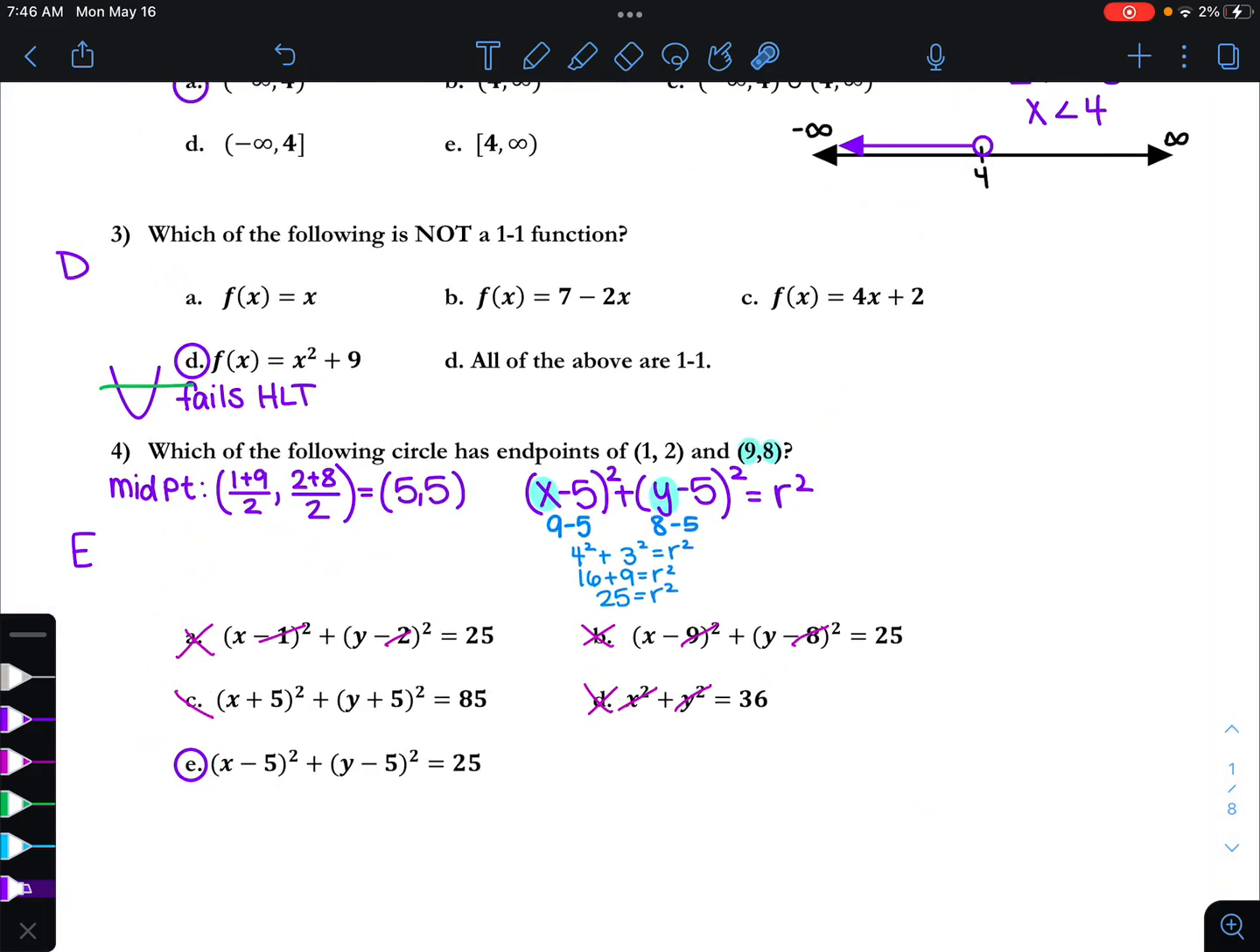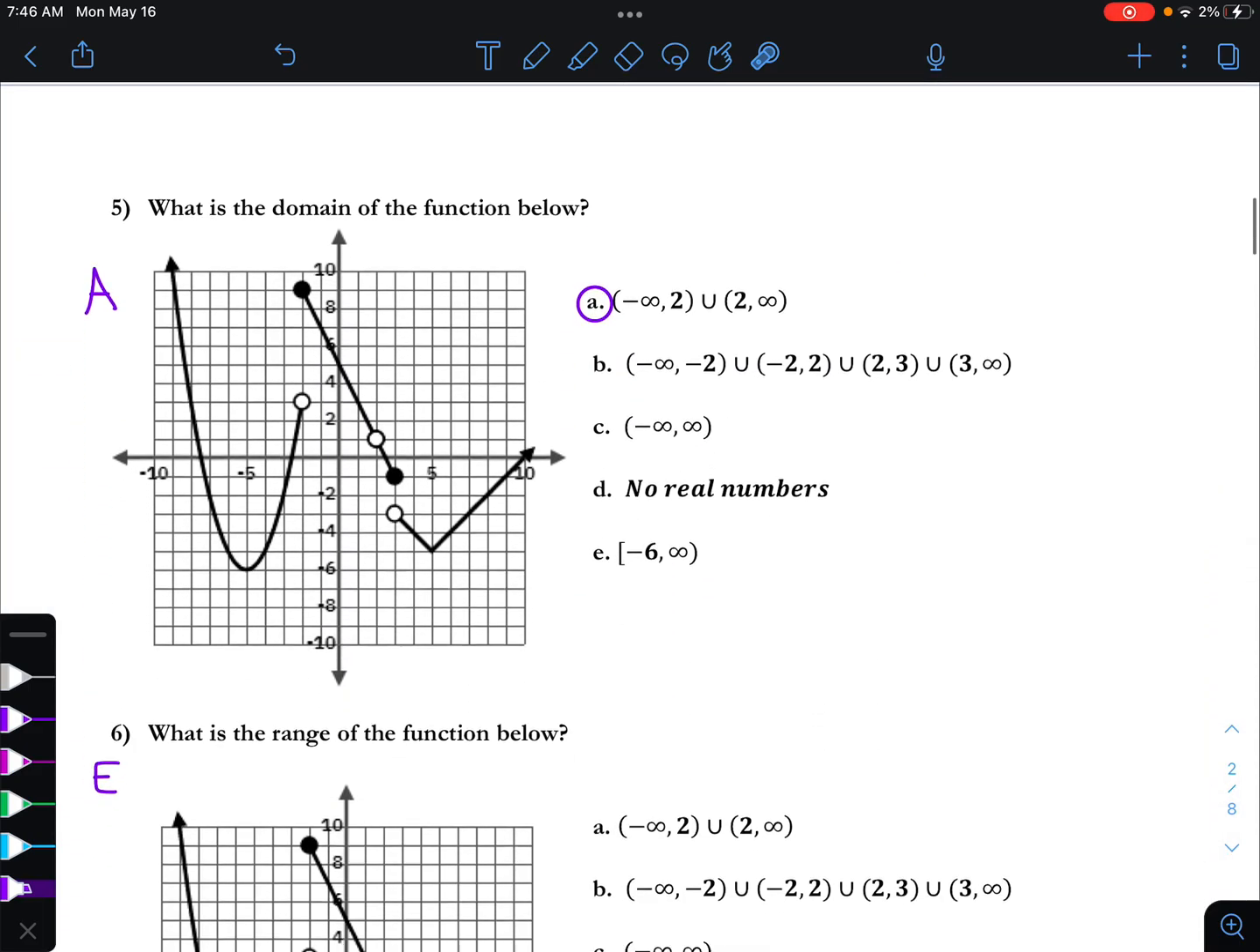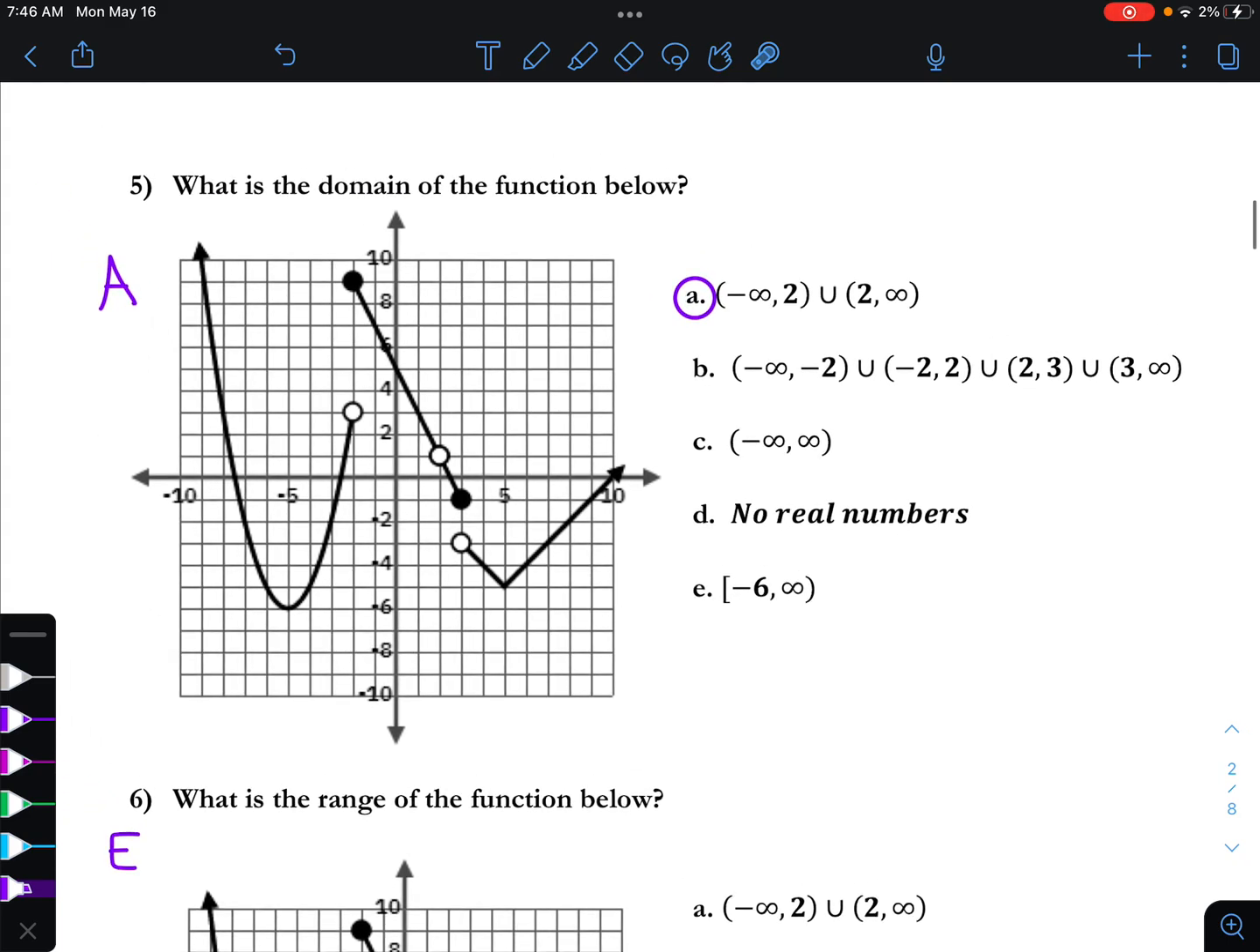Okay, remember, feel free to pause to go over any questions if you need to. So the domain of this graph, we're moving left to right. First of all, I see arrows on the very left and arrows on the very right. So I know my domain's going to start with negative infinity and end with positive infinity. Now in the middle, I have to make sure every x value is accounted for.